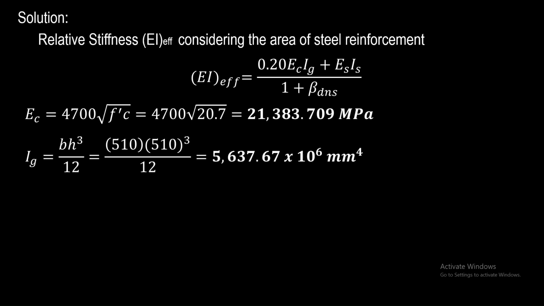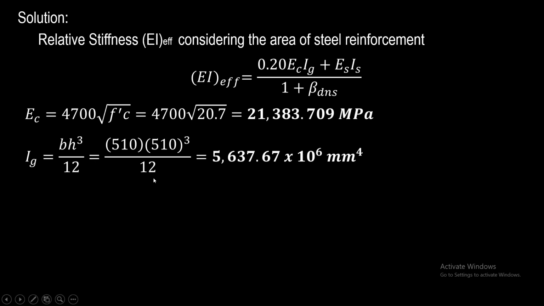Next, for the gross moment of inertia, since it is a rectangular or square section, we have a gross moment of inertia of bh cubed over 12. Luckily, it is a square column, so there's no need to consider which side needs to be raised to 3. However, if the section is rectangular, the larger value should be raised to 3.